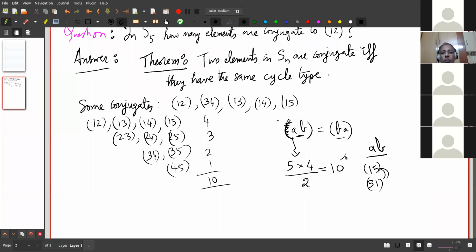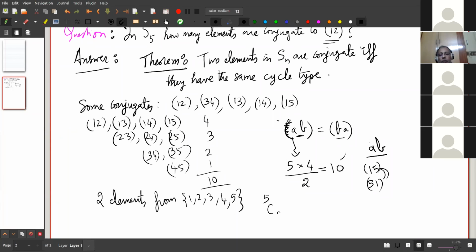Now, another way of thinking about it is the following. A single cycle is determined by the choice of 2 elements. You just need to pick 2 elements from 1, 2, 3, 4, 5, right? It doesn't matter which order, right? And that is 5C2 or 5 choose 2, which is also 5 times 4 divided by 2, which is 10.